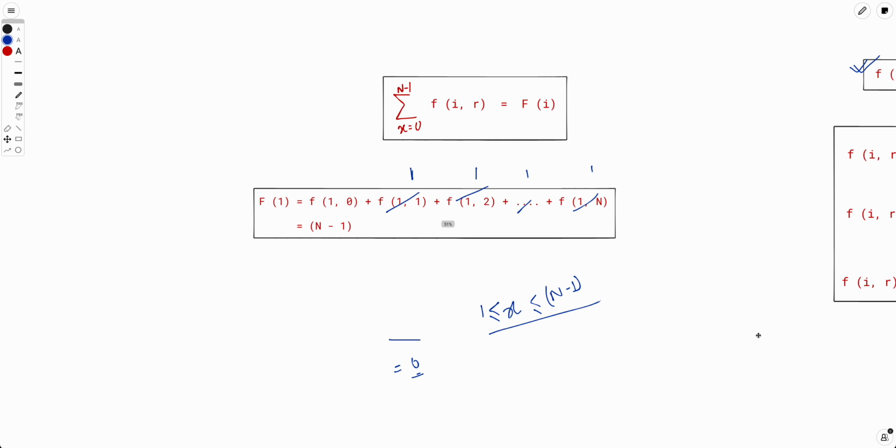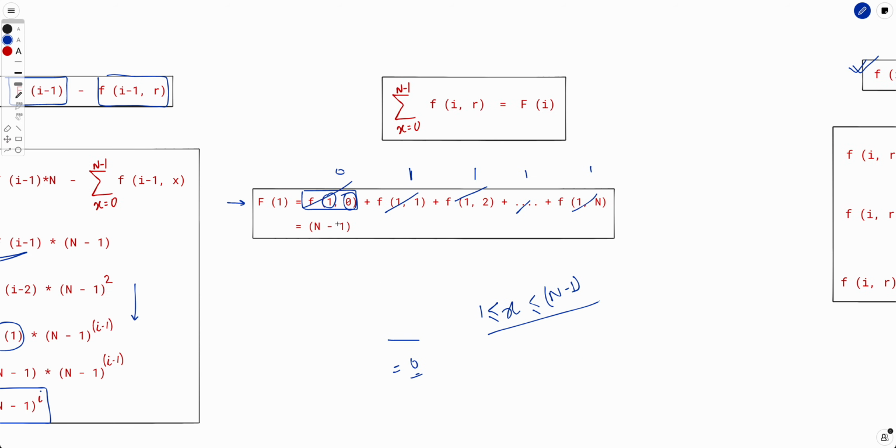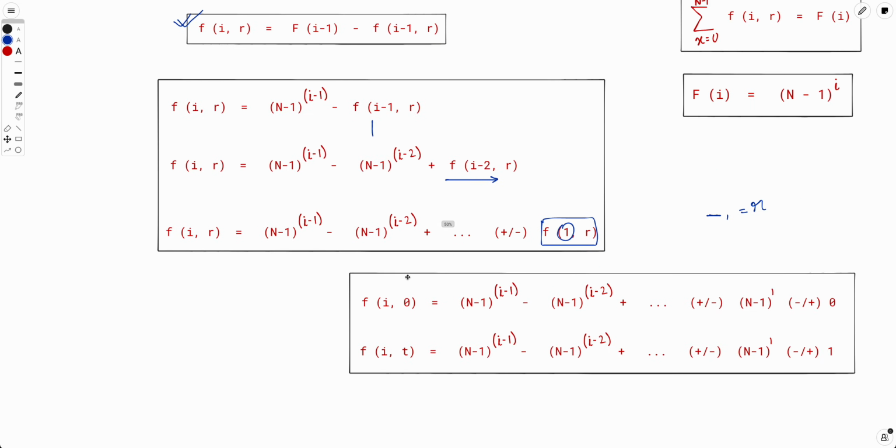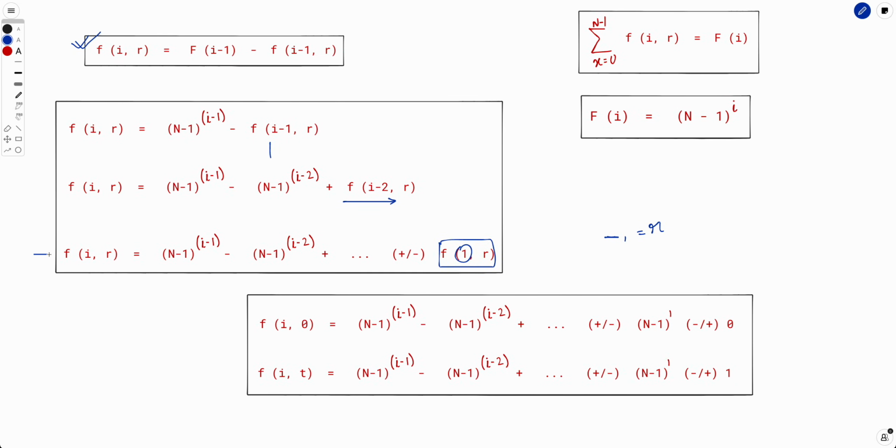So this is exactly what we have discussed before. Only f of 1 comma 0 would be 0, all other things would be 1, right? So this recurrence relation would be evaluated to these two p's. If r is 0, then you will have 0 at the end. If r is anything else, you will have 1 at the end, right? So if you look closely, this is what we wanted, and this exactly is a geometric progression, nothing else.